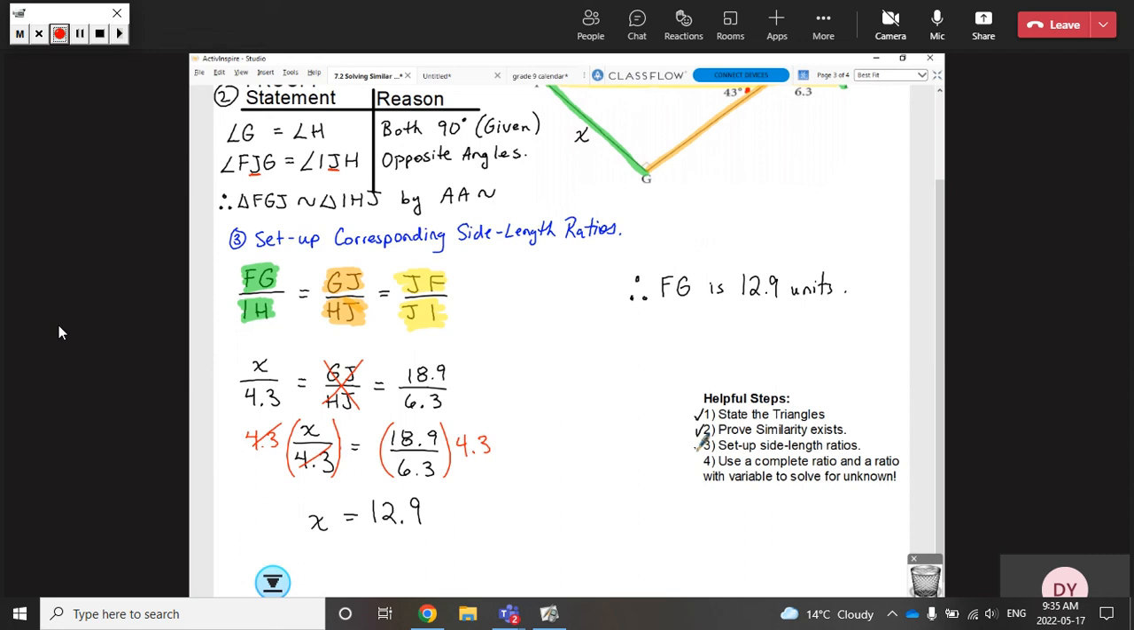Set up the side length ratios and use a complete ratio and a ratio with a variable. Yeah, so maybe we can put it in yellow. This is the completed ratio, both things are filled in. And this is the ratio we're solving for, and it only has one unknown. So of course we use those two when we're solving for the unknown side. Folks, questions? It's not bad, right? It's pretty good. It's fun.